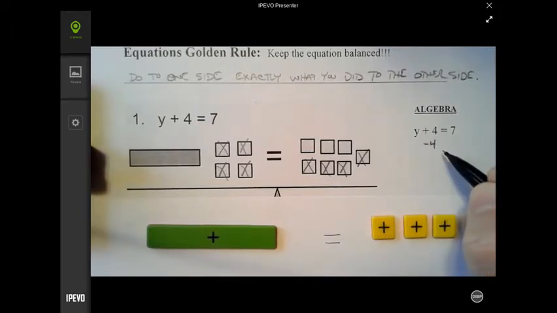But if we did it on the left side, we also had to do it on the right side with the 7. We had to take away 4. Bring the equal sign straight down.